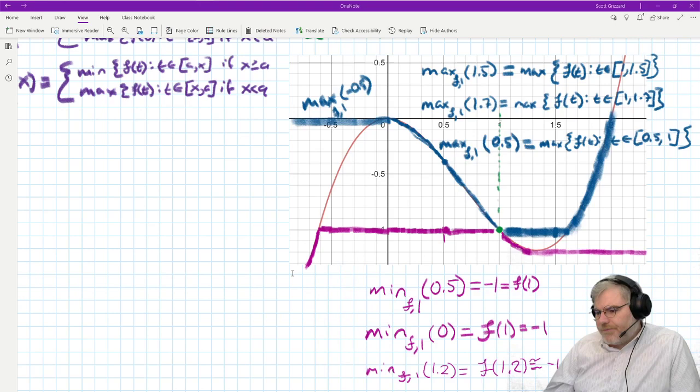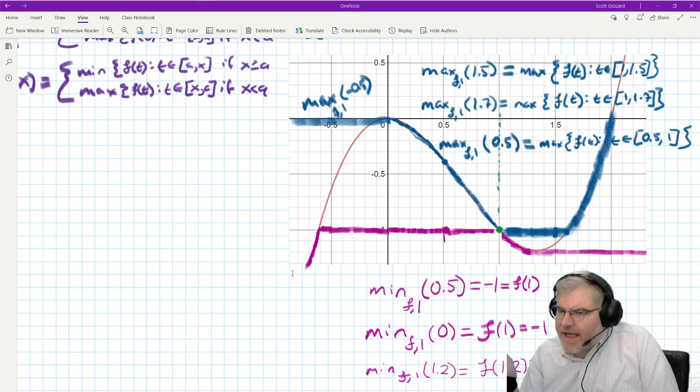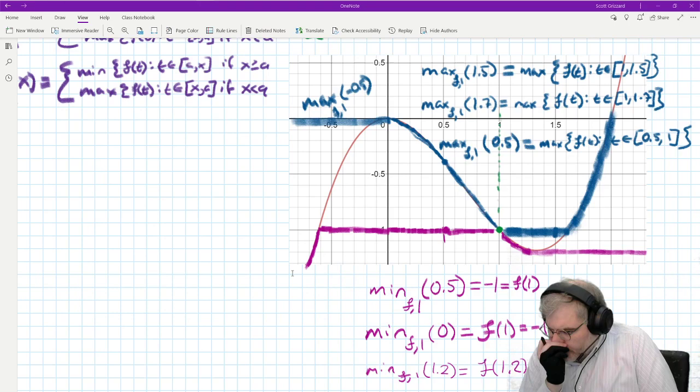Yeah, so is the min on the interval to the base point? It's still weird, isn't it? Let's do another example.